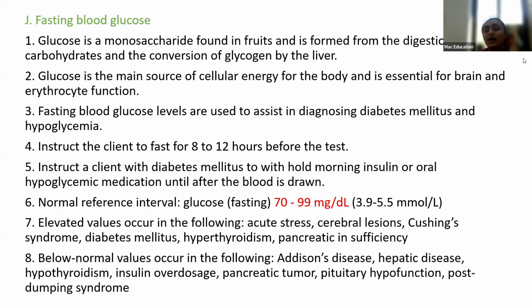In which conditions does the fasting blood glucose become high? During acute stress, we know the body will require more energy and glucose production will be higher. So during acute stress, cerebral lesions, Cushing syndrome. How does Cushing syndrome lead to an elevated level of glucose?